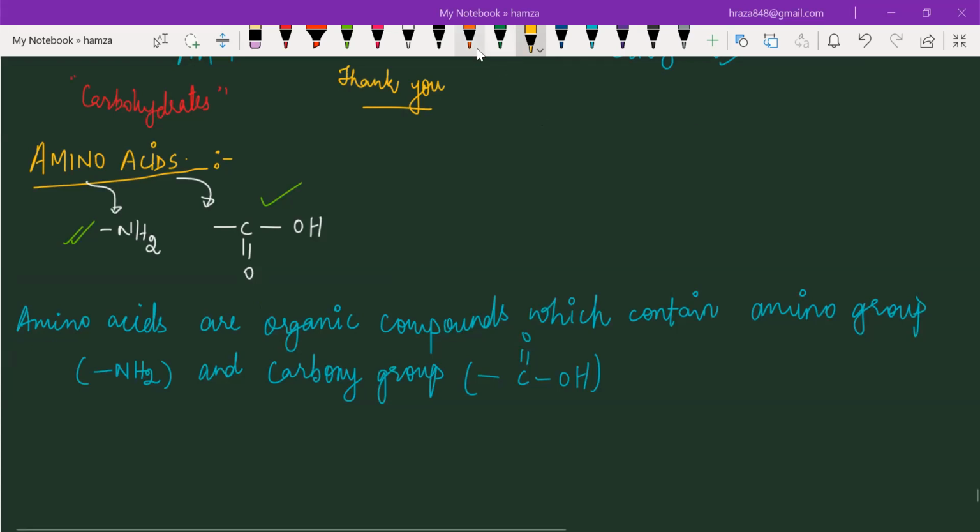Awaz, we just started this topic, amino acids: an organic compound in which the amine functional group NH2 and the carboxyl group are there. That is called an amino acid. Okay, so are you done with this?